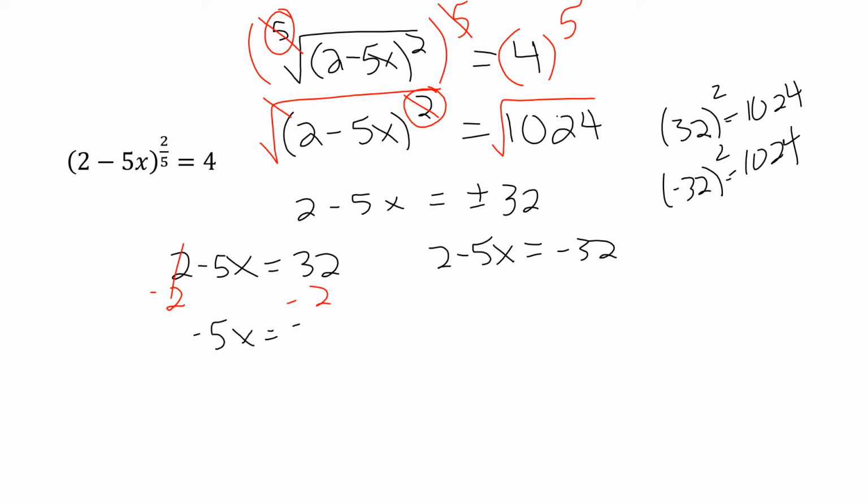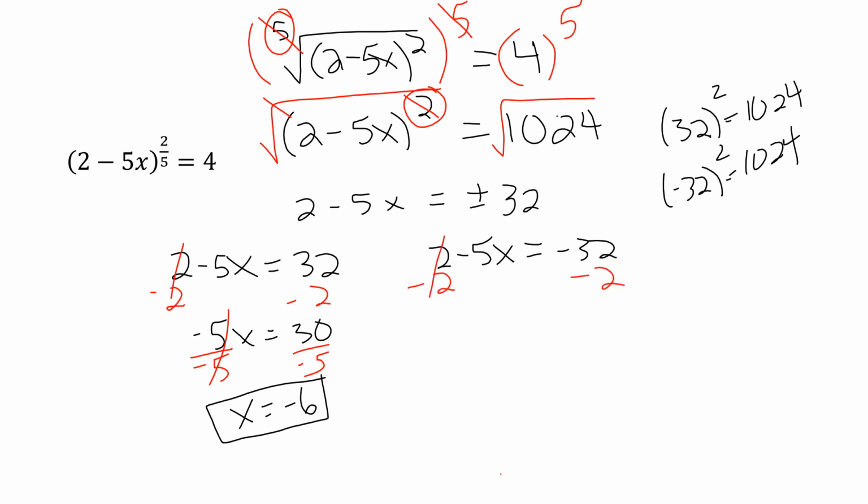And then divide by negative 5 on both sides. That gives us x equals negative 6. Okay, so that's one of our solutions. We're going to come over to the other equation and do the exact same steps. Positive 2, so again we subtract 2 on both sides.